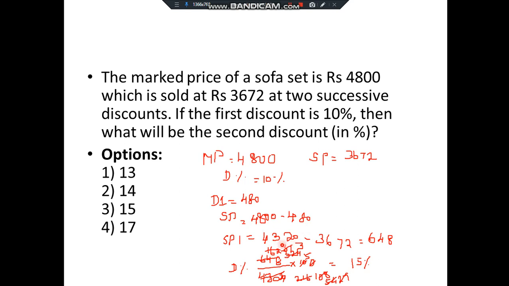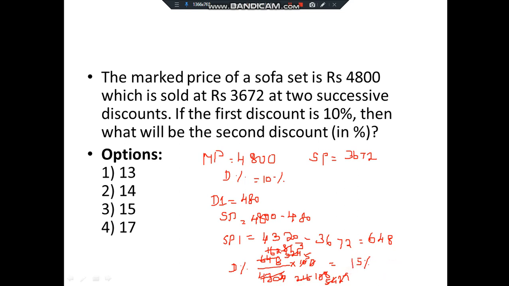From that you subtract the value they have given as selling price. So you will get a value, right? So 648. 648 is out of 4,320, right? So we'll have to find the percentage. The percentage is 15%. Okay, try it by yourself, so you'll easily find it.